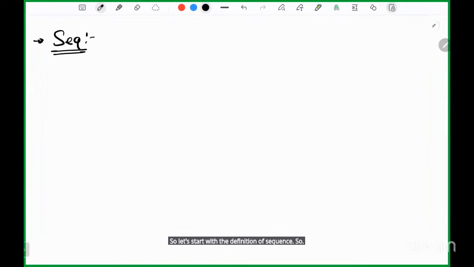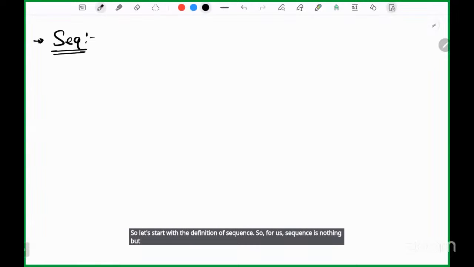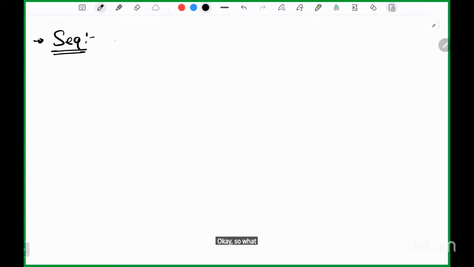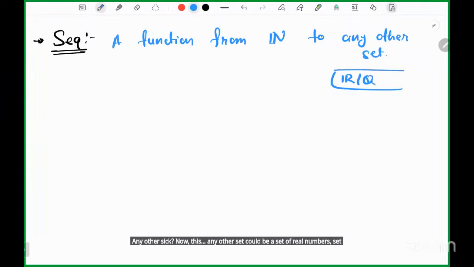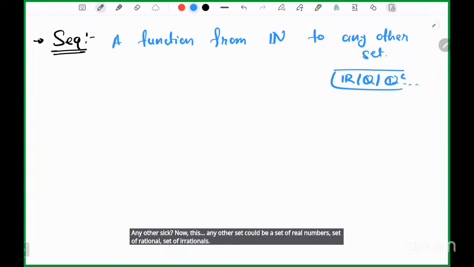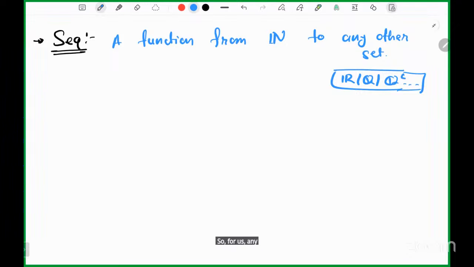So for us, a sequence is nothing but a function from the set of natural numbers to any set. So a sequence is a function from a set of natural numbers to any other set. Now this other set could be the set of real numbers, set of rationals, set of irrationals, or whatever set you want to take. So for us, any function from the set of natural numbers to any other set is called a sequence.